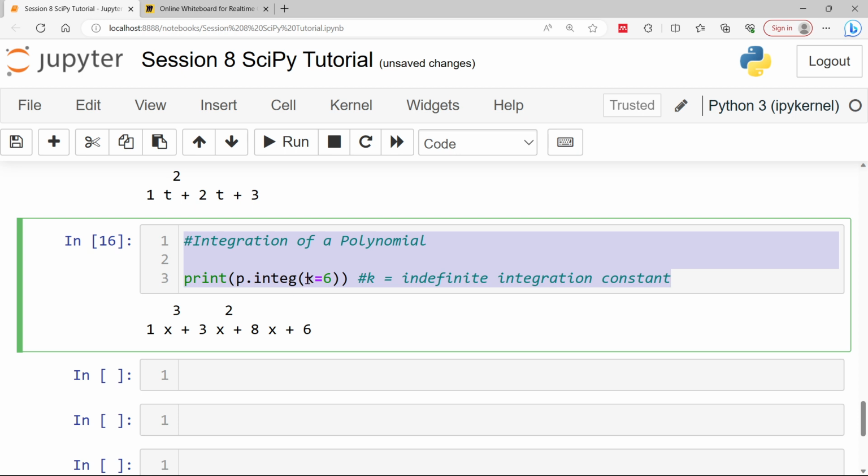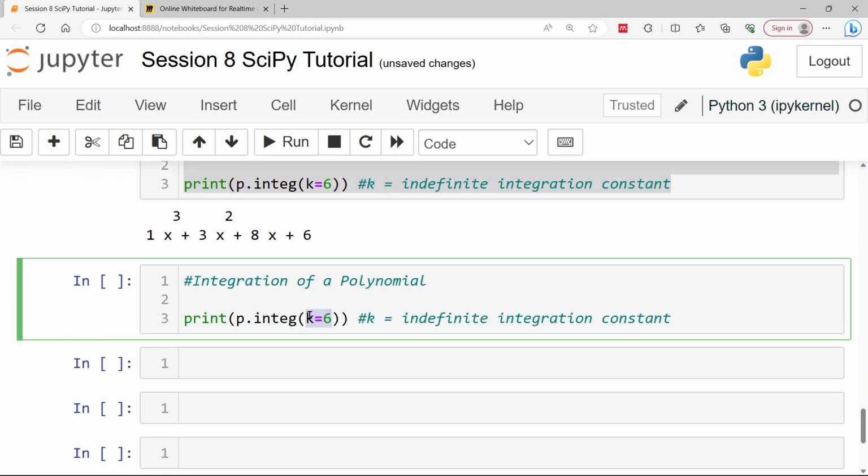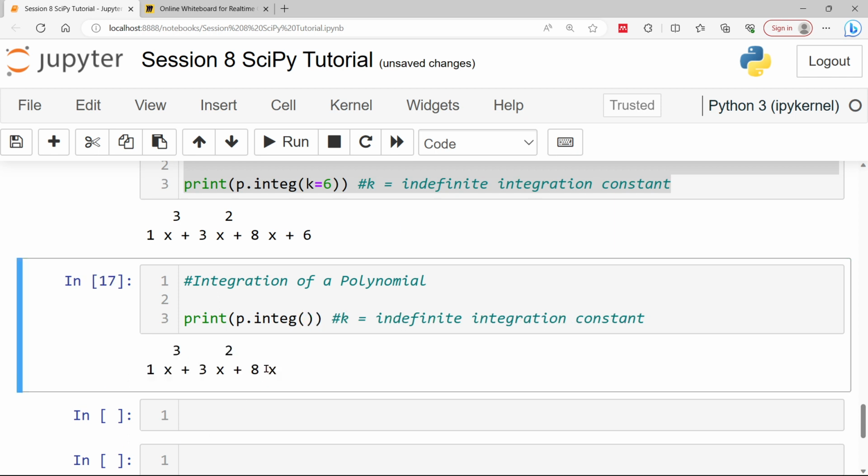What will happen in this integration if I won't add this k as a constant term? So let me remove this constant and run it. By default, it's not showing anything, which means k is equal to 0 in the default case. So we will be discussing that part. So this was all about the integration part.